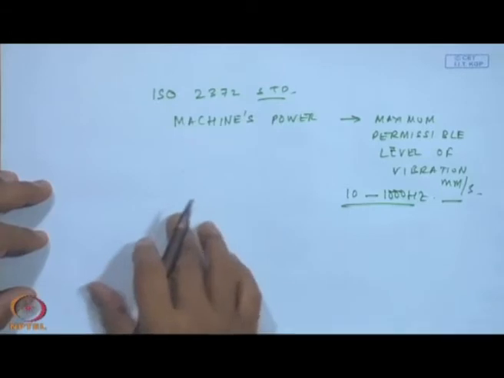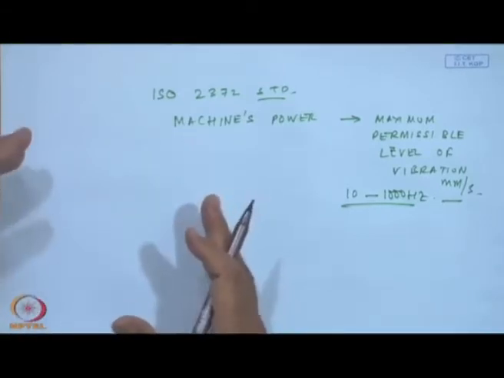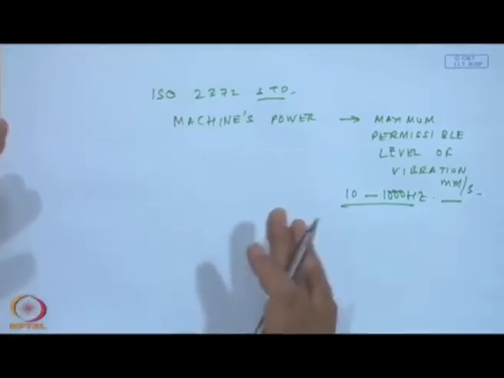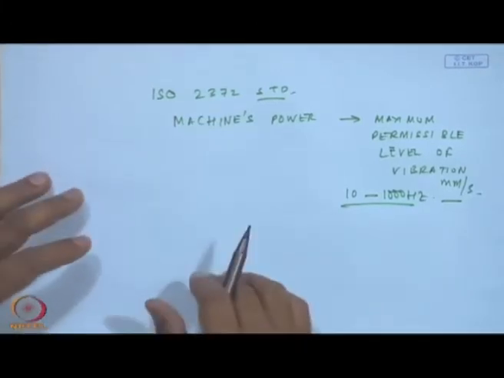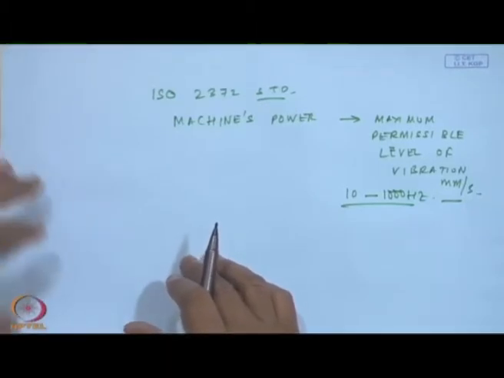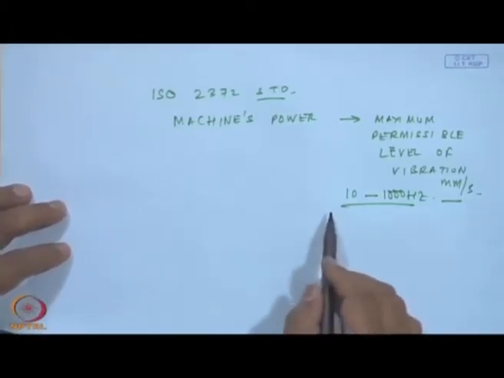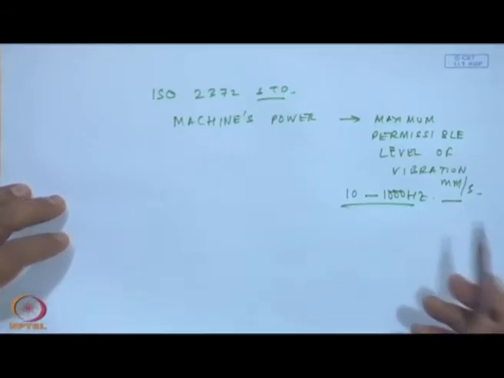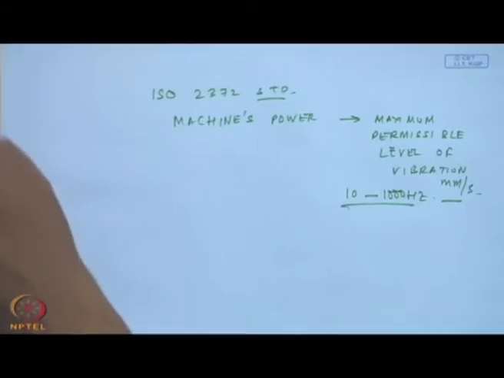So, if you have a 100 horsepower machine, it should not be more than 3 millimeters per second and so on. So, that gives you a feel when you are doing vibration measurements on machinery for health monitoring, the power of the machine. So, the maximum acceleration or maximum RMS level in this 10 to 1000 hertz band should not be beyond a certain level, which is given in that standard.